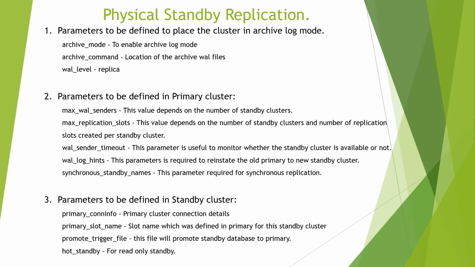Now let's discuss parameters. First, the parameters to be defined to place the cluster in archivelog mode. The first one is archive_mode, which you should set to on. The second one is archive_command, where you need to define the archive WAL files location. And the third one is wal_level as replica.